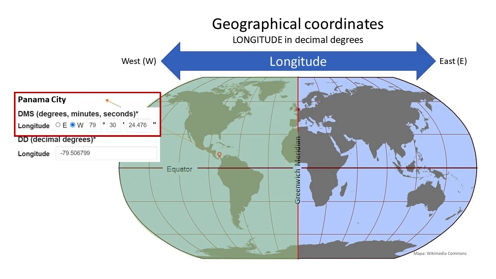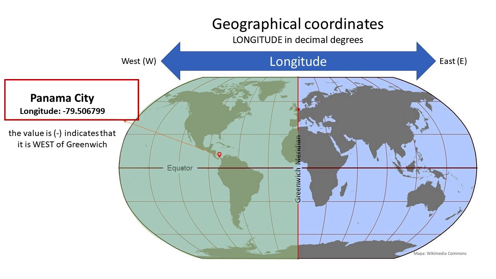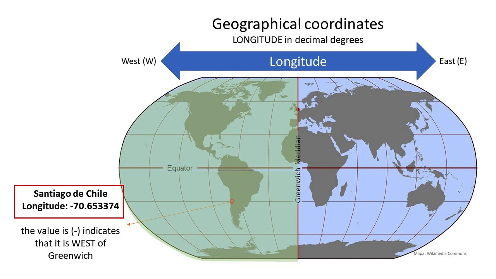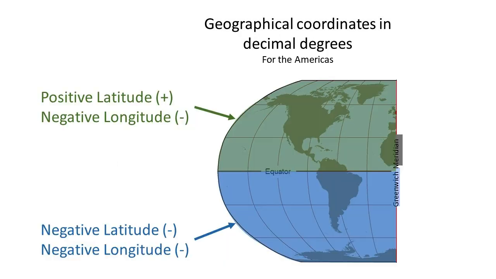In the case of longitude, we have the west of the Greenwich meridian in decimal degrees. The negative value is indicated. For Panama City, the minus sign in front indicates that it is west of the Greenwich meridian. The city of Santiago de Chile is also to the west. And in decimal degrees, the minus sign is placed in front.